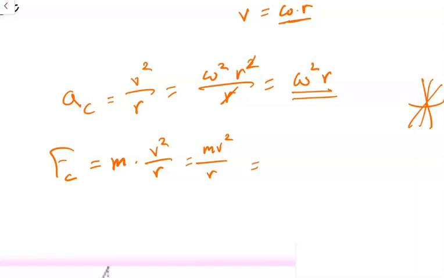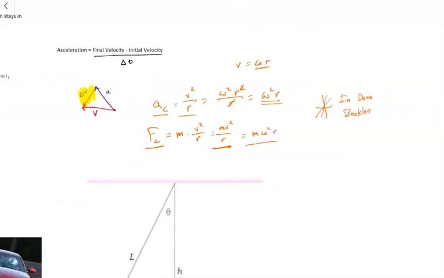Similarly, you can use this and say, you know what, I can plug in the omega squared r as centripetal acceleration, and I can find the force to be m omega squared r. So these two equations, Fc is equal to mv squared over r is equal to m omega squared r, is good, and then ac is equal to v squared over r is equal to omega squared r. That's also really good. That's all in your data booklet.